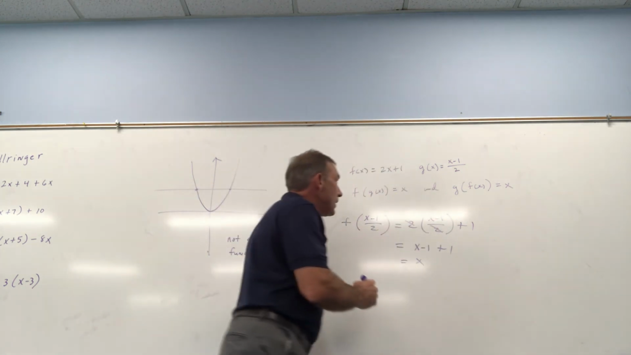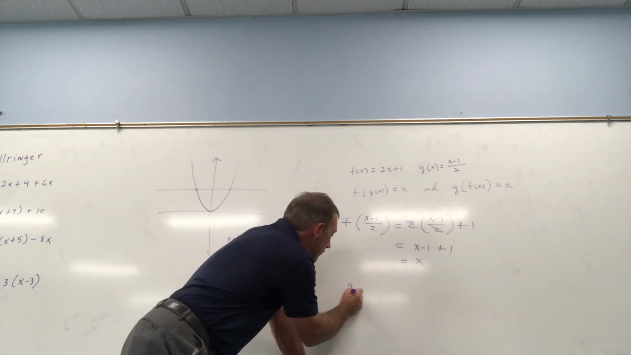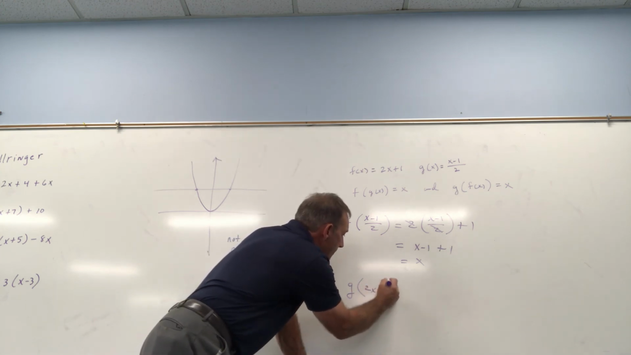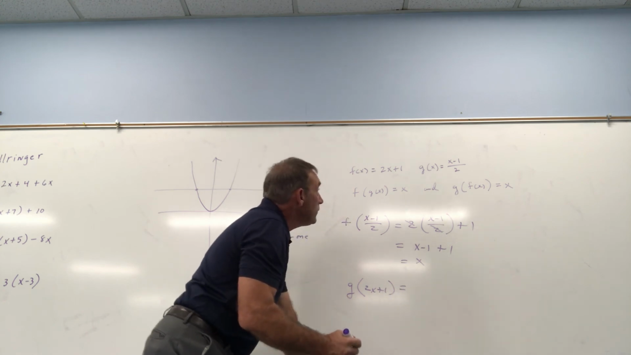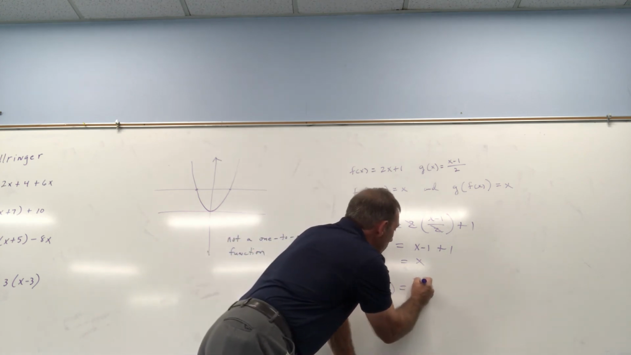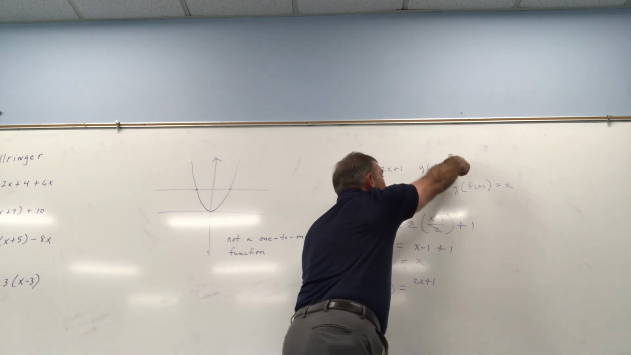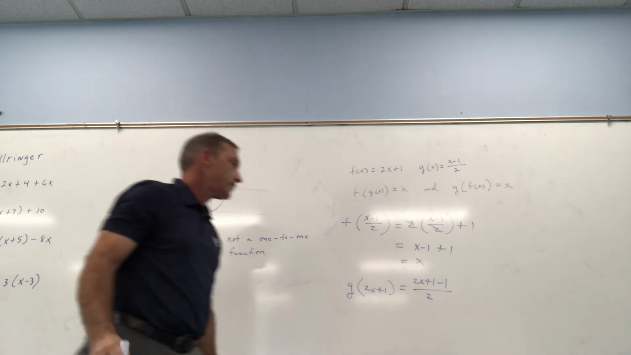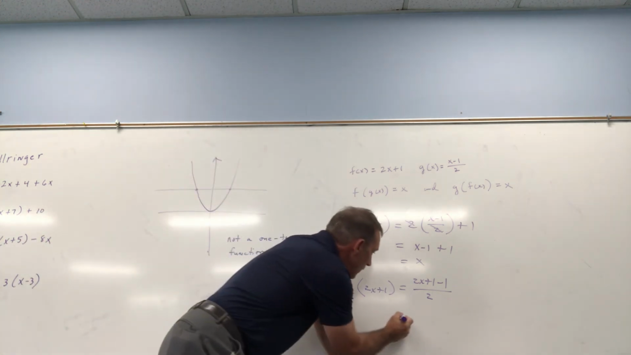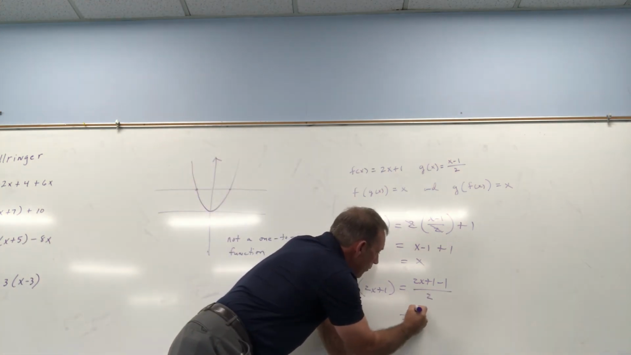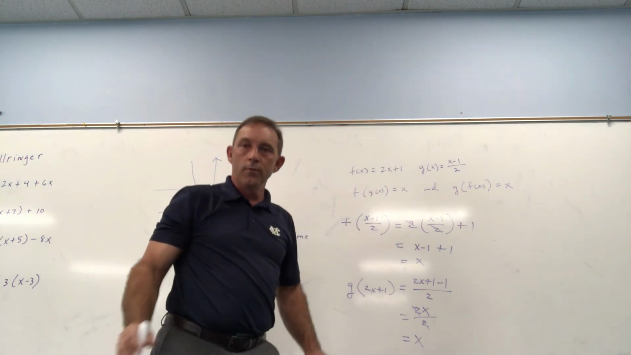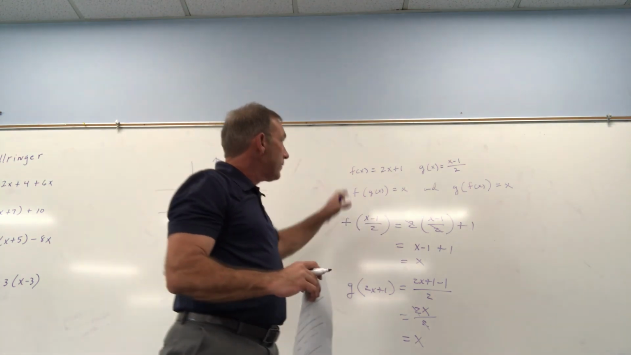Now, let's see what happens if we do g of f of x. So it's going to be g of 2x plus 1. So in other words, it's going to be 2x plus 1 minus 1 over 2. And that numerator works out to be just 2x over 2. And of course the 2's cancel and you get x. So we've shown algebraically that those are inverse functions.